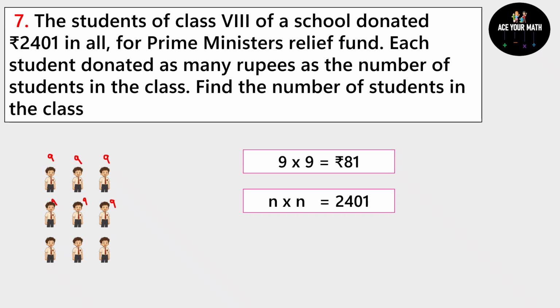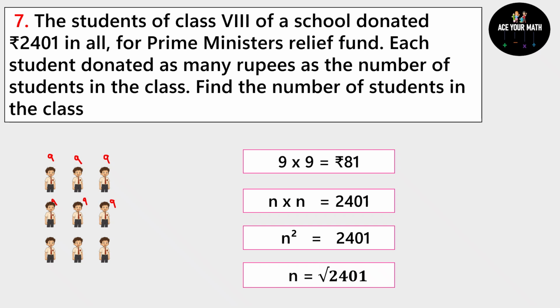And what is n here? n is the number of students, and each student is giving how much money? n only. Right? So n into n will give you n square. So n square is 2401. How do you calculate n? n is the square root of 2401. Now we'll see how to find the square root of 2401.